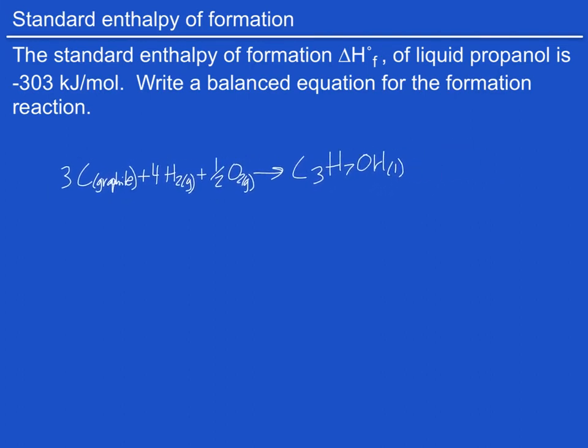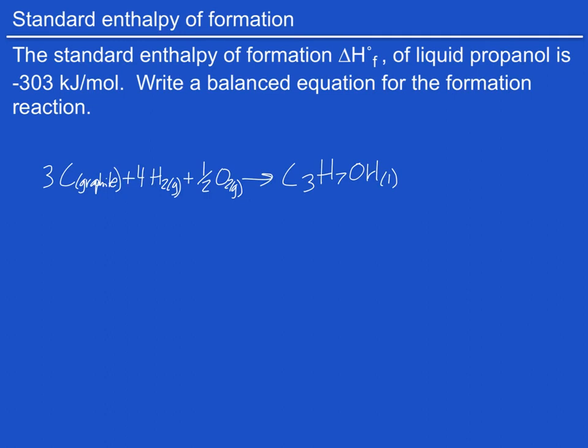Okay, and now I'm just going to make a little bit of room. If we write this out as we would a regular reaction, we would now put next to it the delta H formation. Since this is a formation reaction, it is going to be negative 303 kilojoules per mole as written. So in order to make 1 mole of propanol from its elements in their most stable states, it evolves 303 kilojoules of heat.